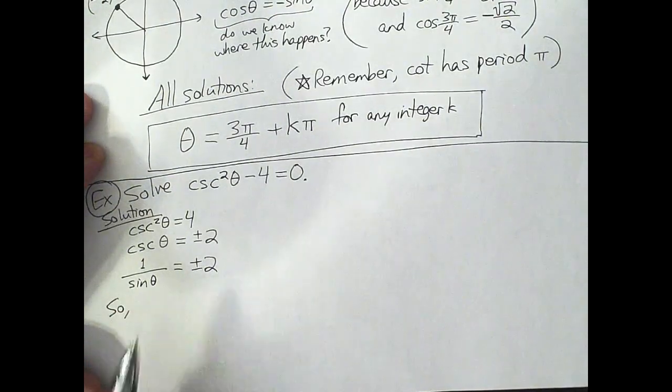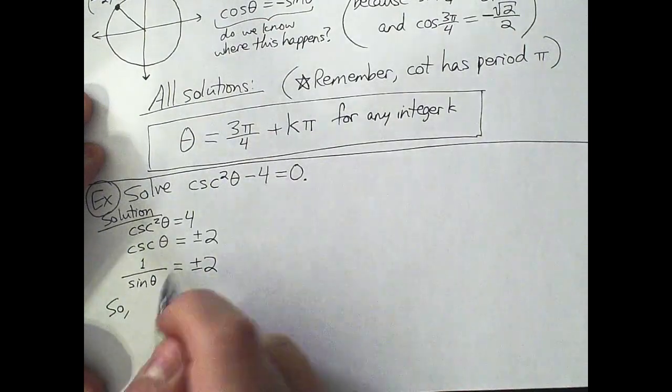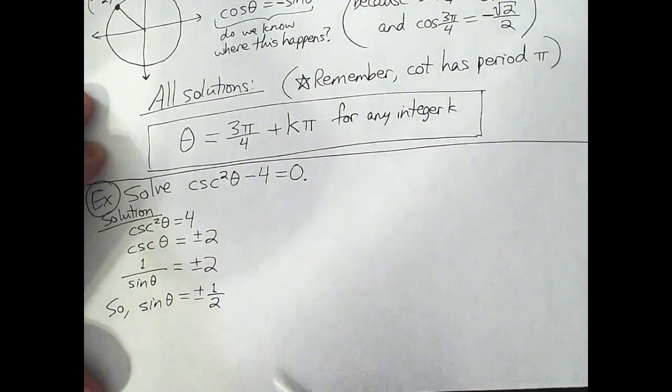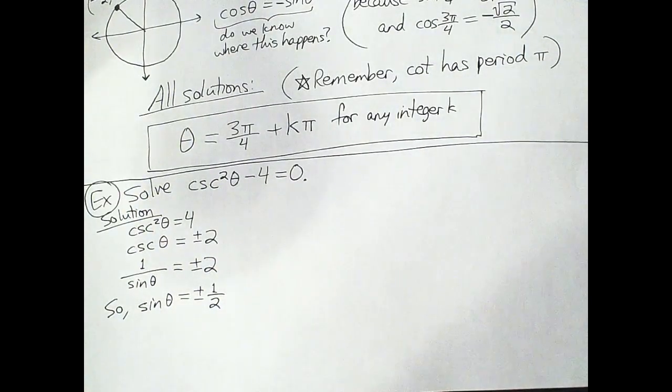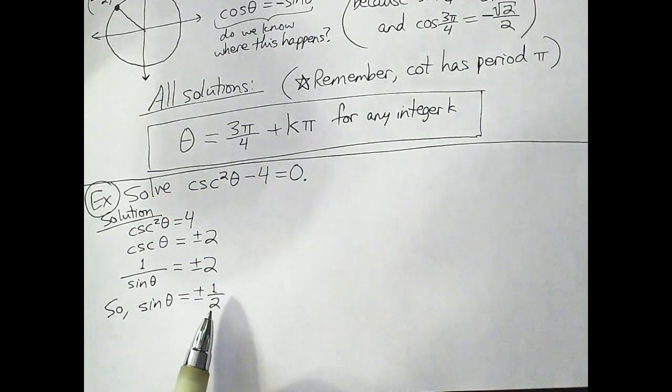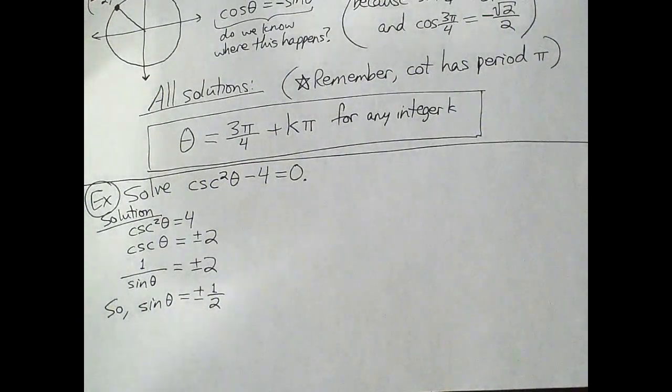So, does this ever happen? Yeah, this could happen, because this means sine of theta equals plus or minus 1/2. So really what we've done is we've turned this into two problems, right? Sine of theta equals 1/2, sine of theta equals negative 1/2. And those are two basic trig equations. They almost feel like things that we've done today. Did we do sine of theta equals 1/2? No, we didn't. We did sine of theta equals 0.